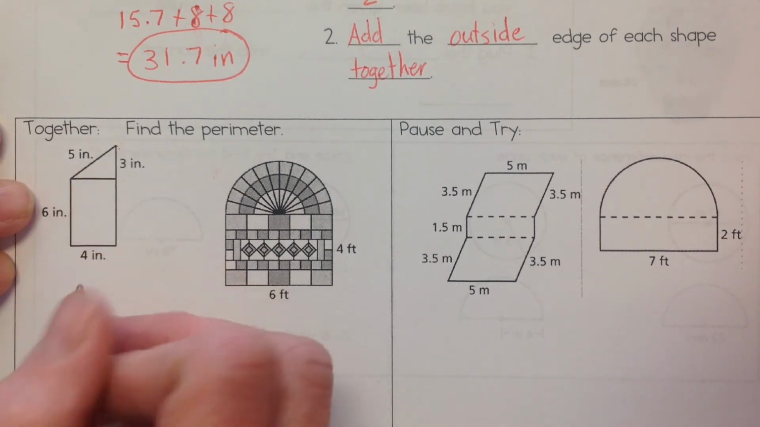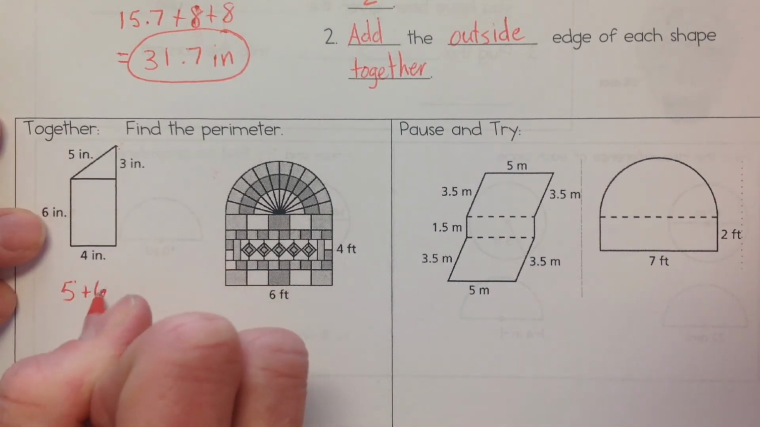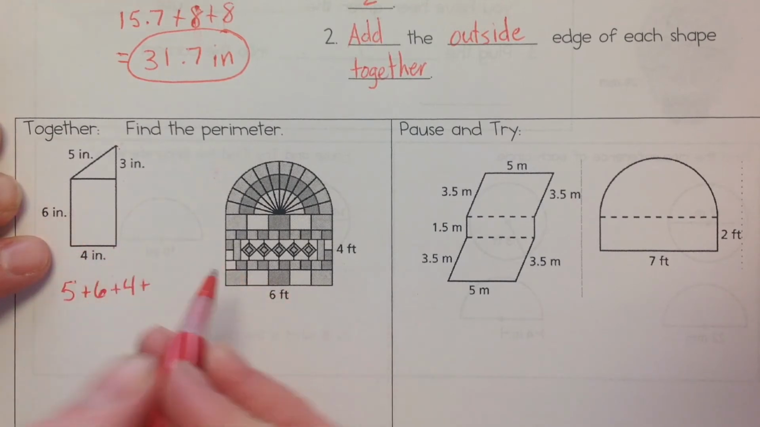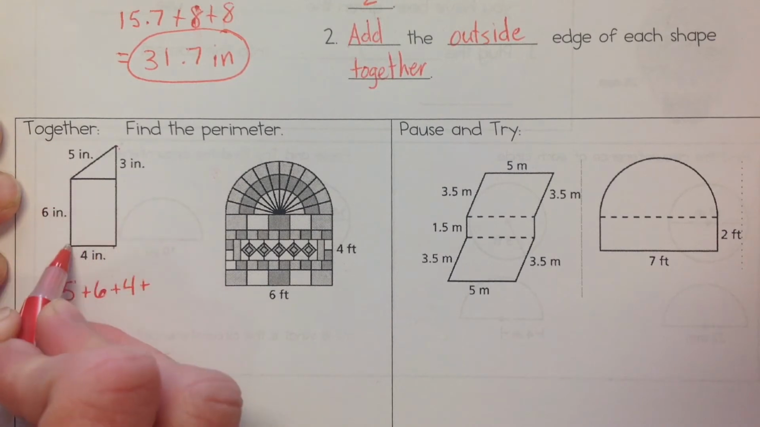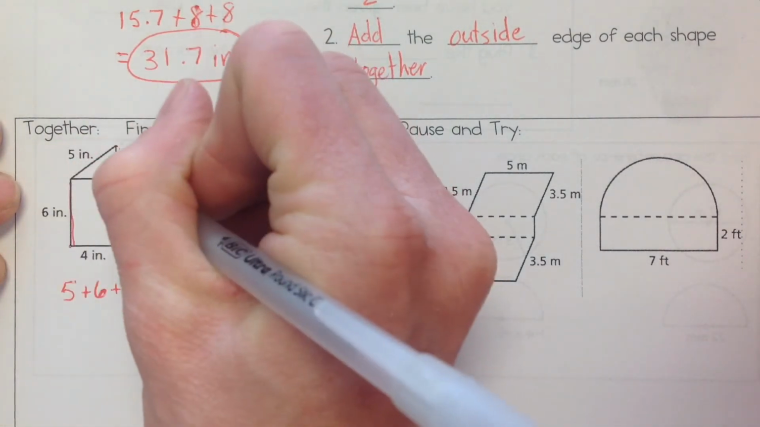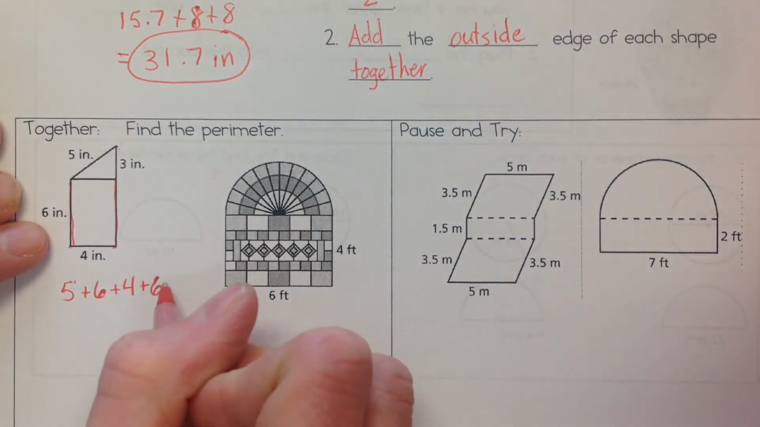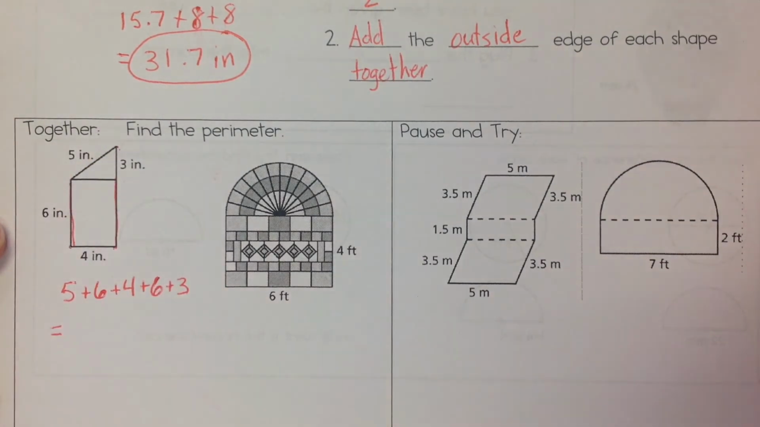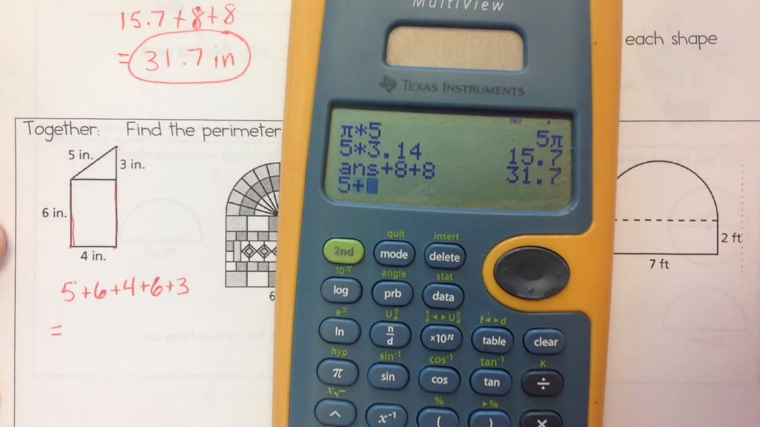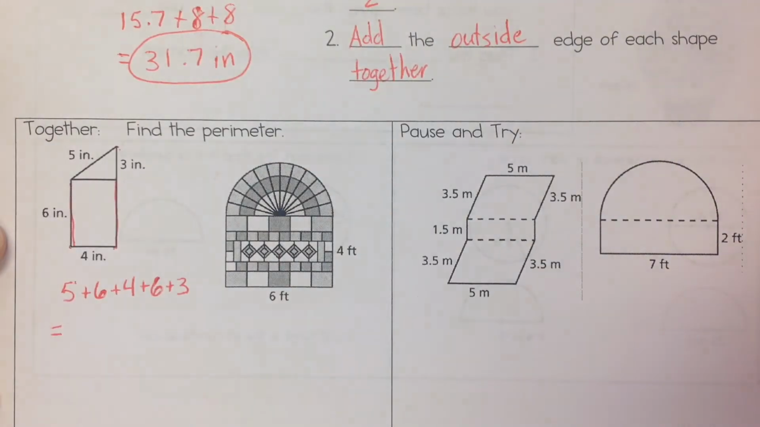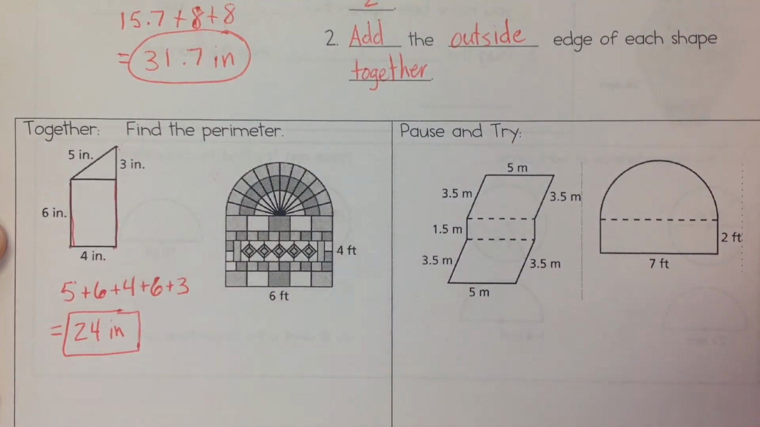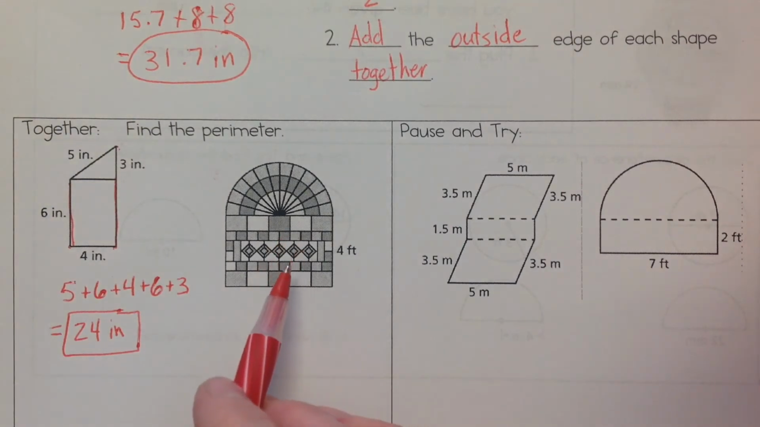So I'm going to say that this is 5 plus 6 plus 4 plus, oh, this doesn't have a side, but can you see how it's the exact same as this one right here? Because this is the same as this, I can say it's also 6, and plus my last dimension, 3. So we just add those: 5 plus 6 plus 4 plus 6 plus 3. And I get 24. And I know then my answer is 24 inches. Easy enough, right?